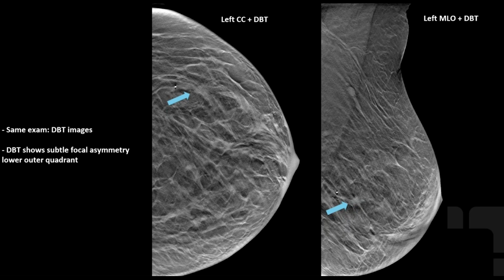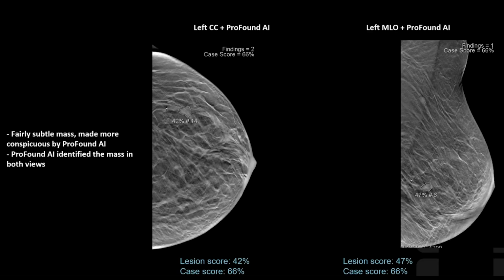As we go to the next slide here, this is what the Profound AI thought of this case. We can see that very subtle area of architectural distortion, made much more conspicuous by this depiction from the Profound AI detection in this case. The Profound AI identified the mass in both views in this case. And if we go on to the next slide, excuse me.